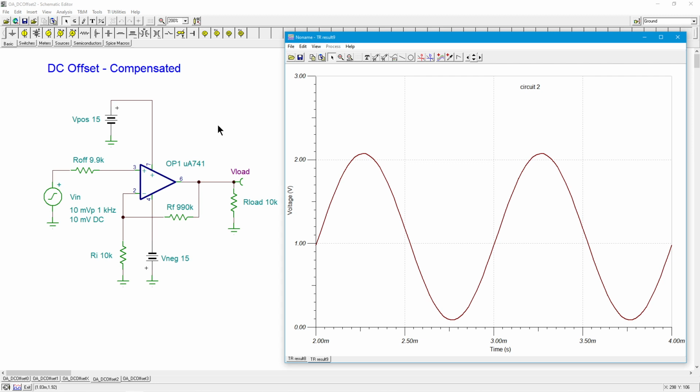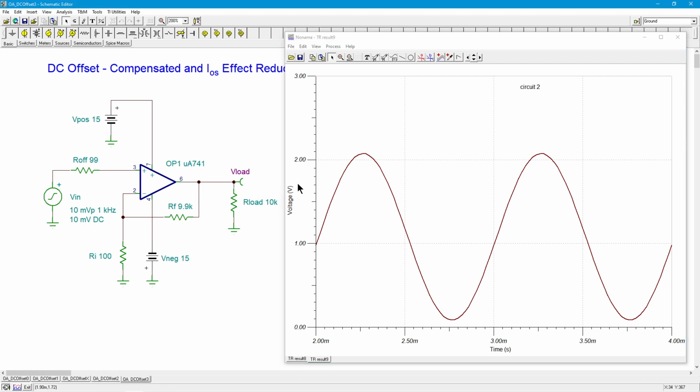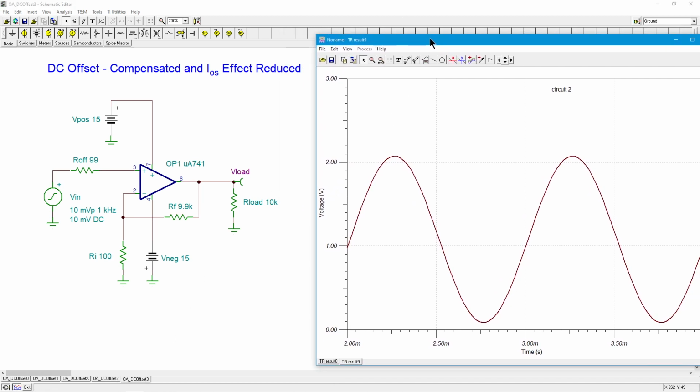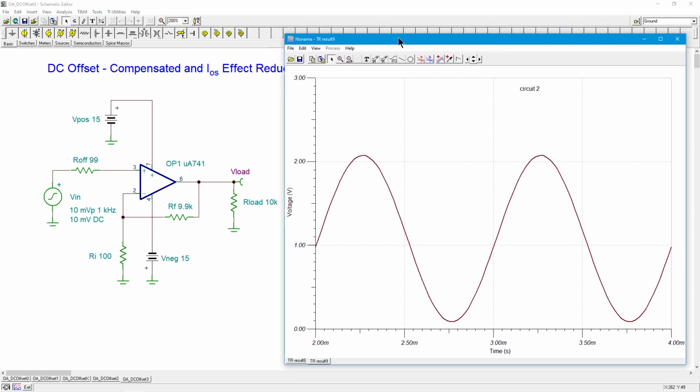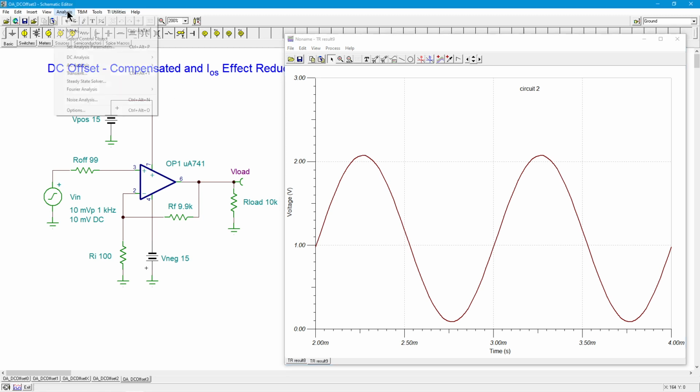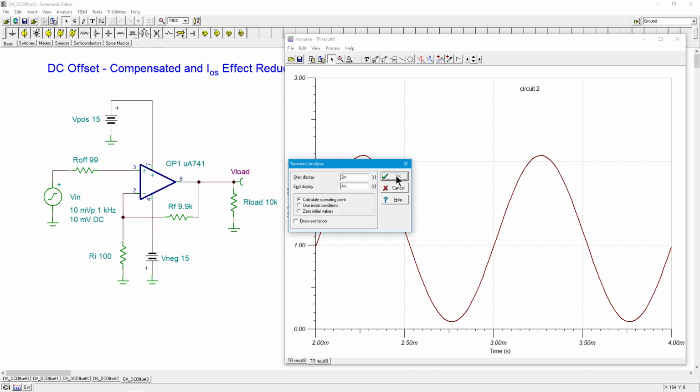The second thing is, what about keeping the resistors low? So here's the same circuit once again. Here we've got the IOS effect reduced, hopefully, by lowering the resistor values. I still have the gain of 100. I just chopped everything down. I had 990K here, so I just dropped it down by a factor of 100 for these resistors. So our formula says we should get even less offset here. Okay, so let's do the transient analysis one more time.